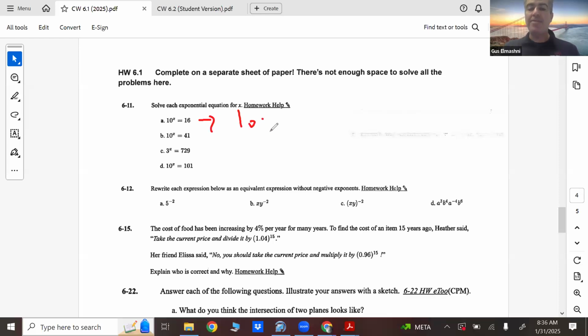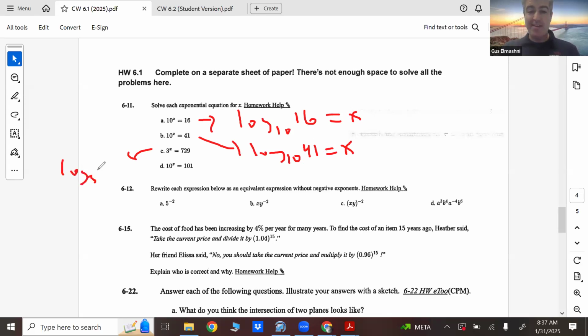So this will be log base 10 of 16 equals x. Remember, that's how you want to work that out. That'd be log base 10 of 41 equals x. You can use a calculator to get the answer. I trust you guys can do that just fine. Log base 3 of 729, which actually, if I do that in my head, I think that's 7, if I'm not mistaken.